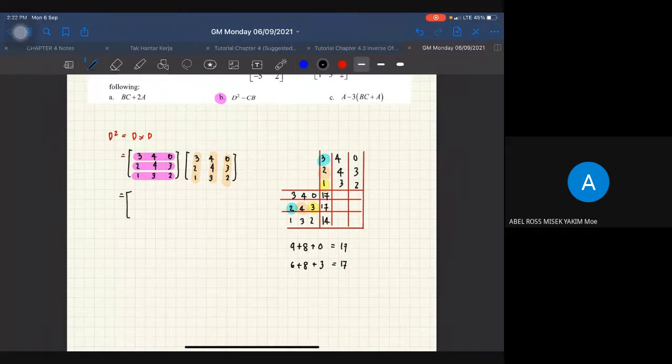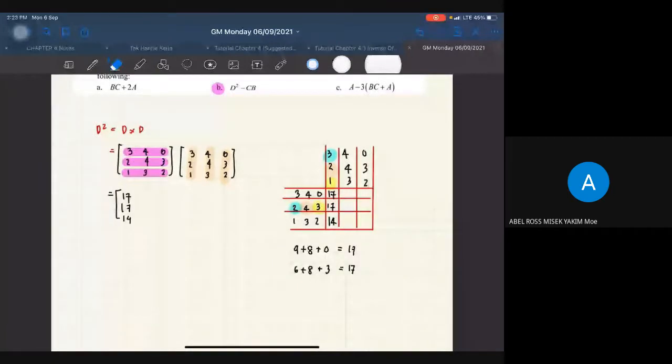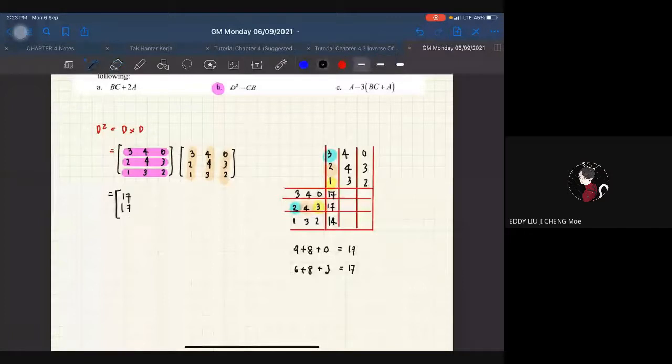Maksud Miss, setiap elemen tu kiraan apa? Ni 17, 14. Bagi tahu saya matrix untuk D squared ni apa? It should be 11, right? 11 kat bawah, okay.